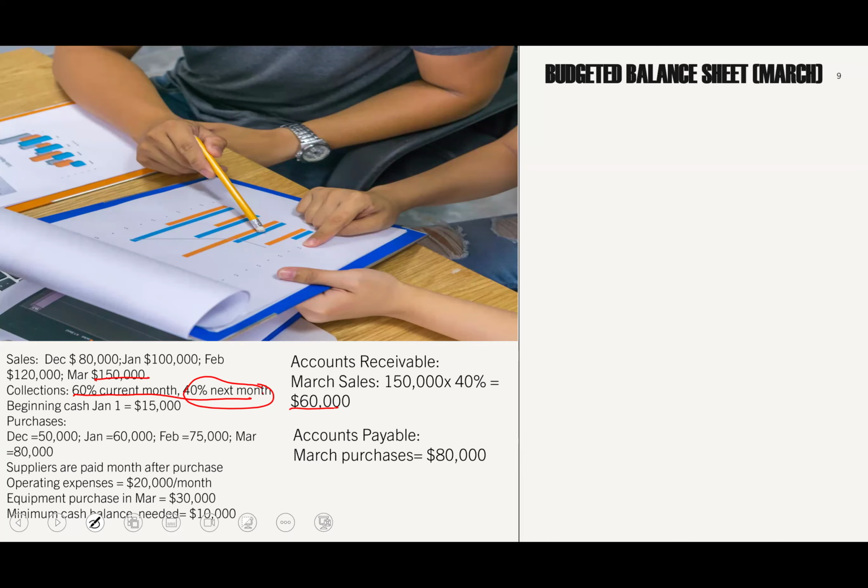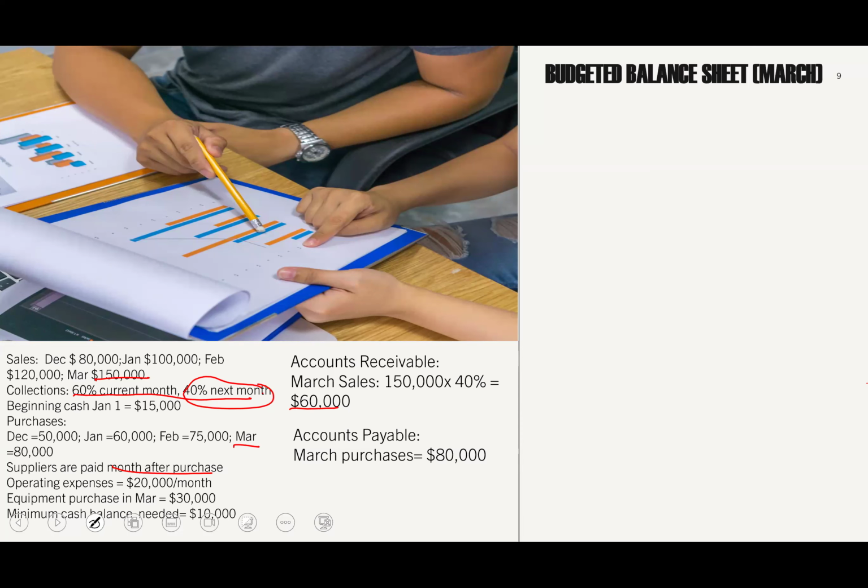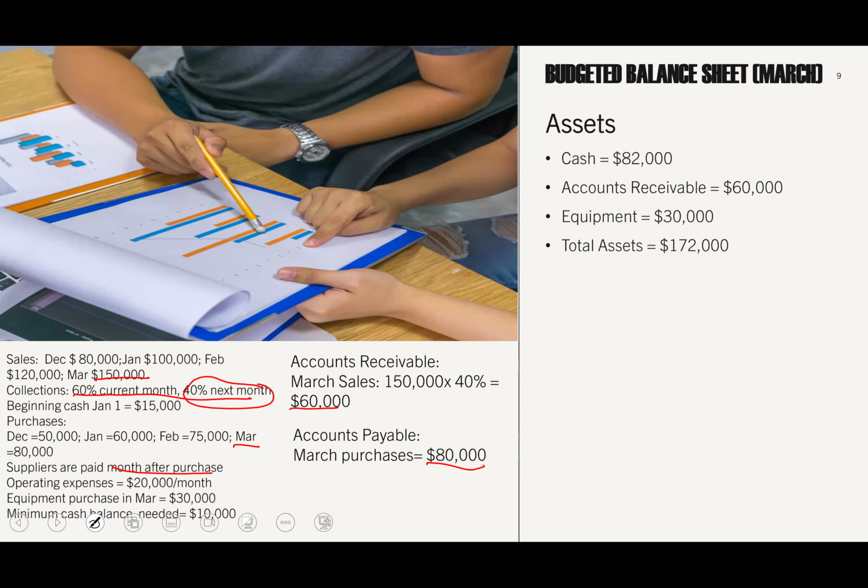Similarly, accounts payable. My policy is I pay the month after purchase, which means whatever I bought in March, I have not yet paid for it. So all the March purchases are my accounts payable. I already have a cash balance from my cash account, so I can start putting my assets together. This is the ending balance of my cash for March. I have it in the cash collection pattern. You can take a look at that. I purchased some new equipment, so that money is there. My total assets are, let us suppose, 172,000.